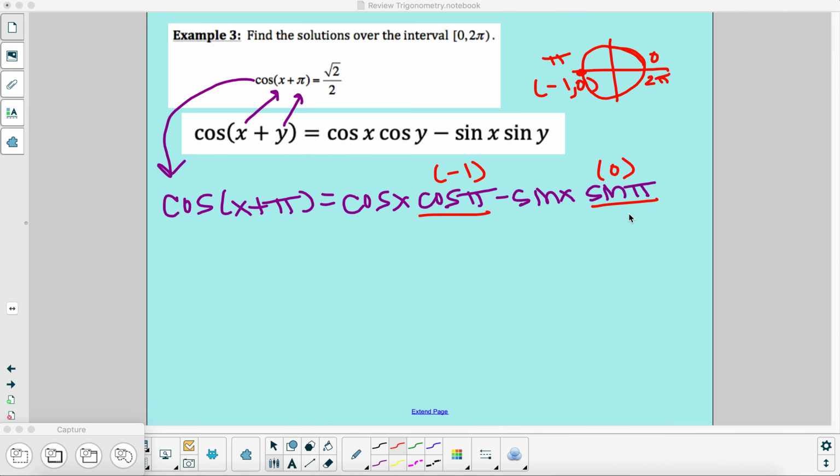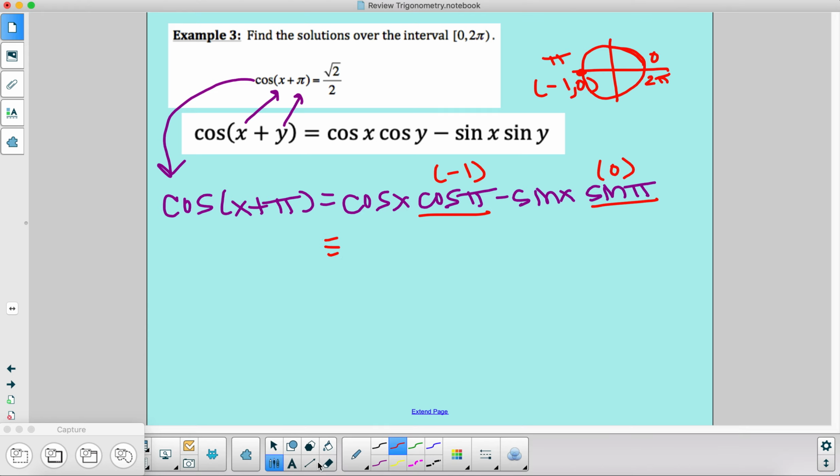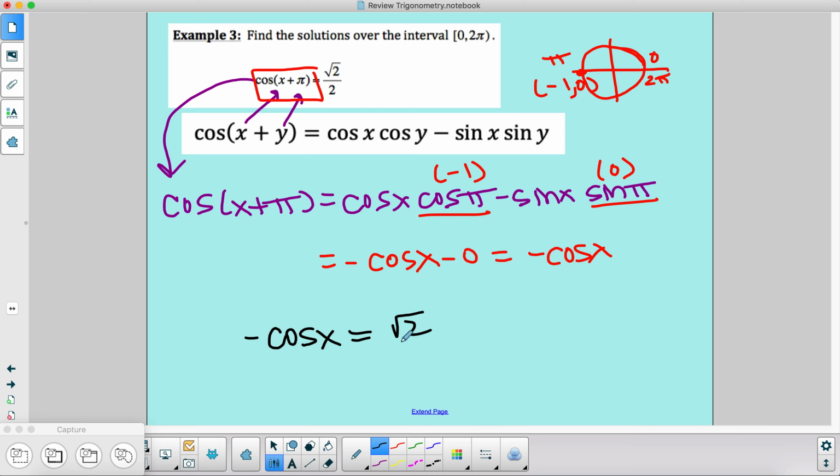So if I do that and simplify here, I have cosine times -1, so I will have negative cosine. And then I'll have sine of x times 0. Well, anything times 0 is 0, so minus 0. So this is really just negative cosine of x. This left-hand part of my equation simplified using that sum formula all the way down to negative cosine. So I have negative cosine of x equals square root of 2 over 2.